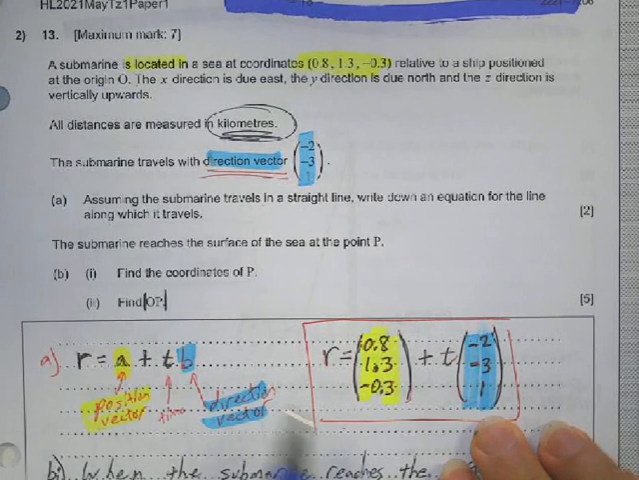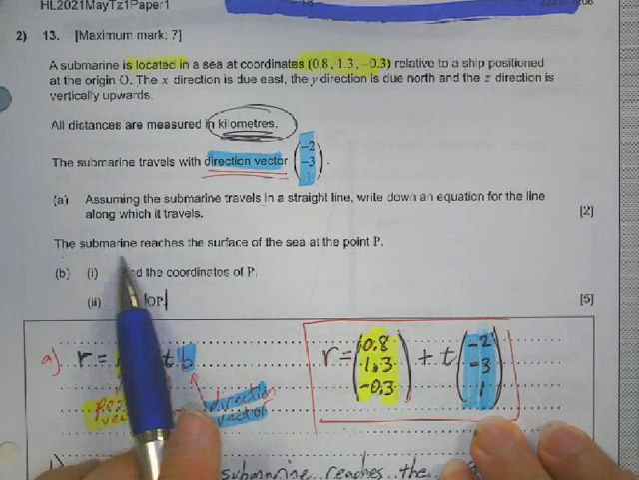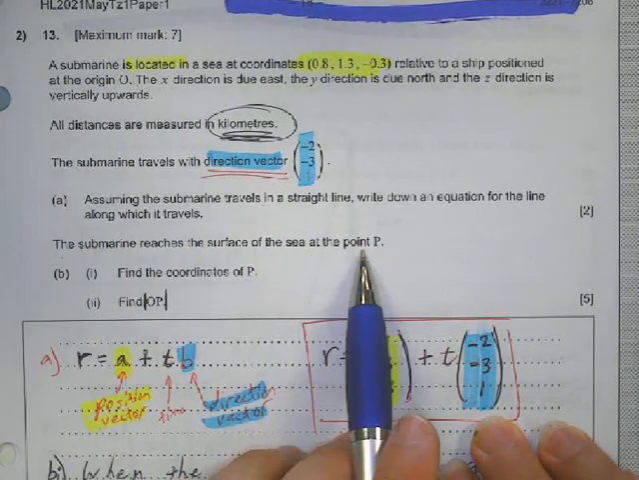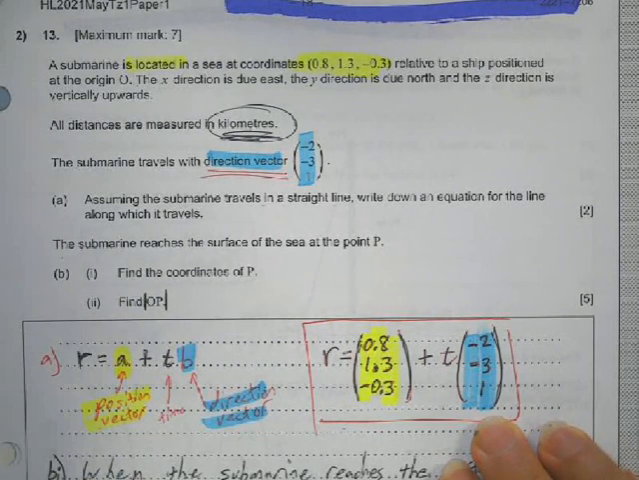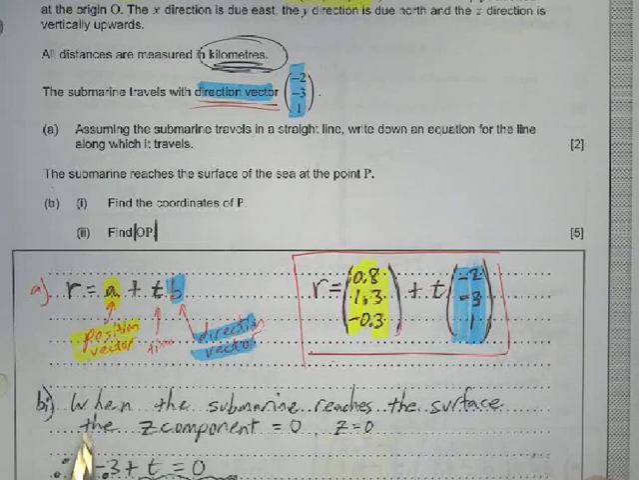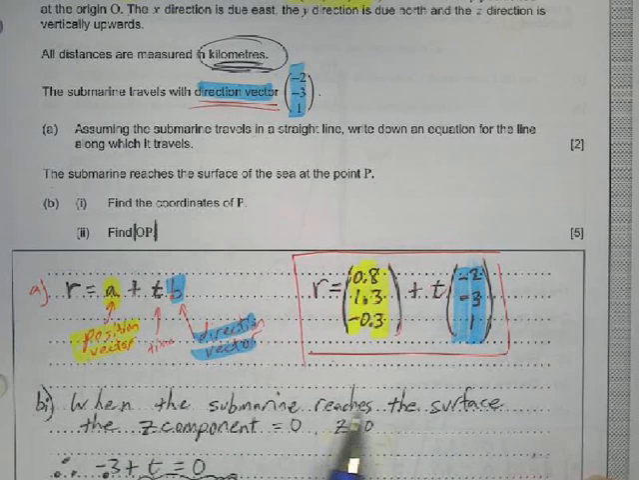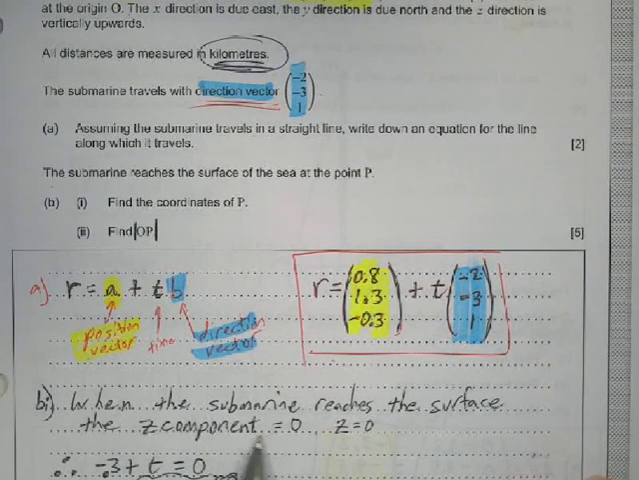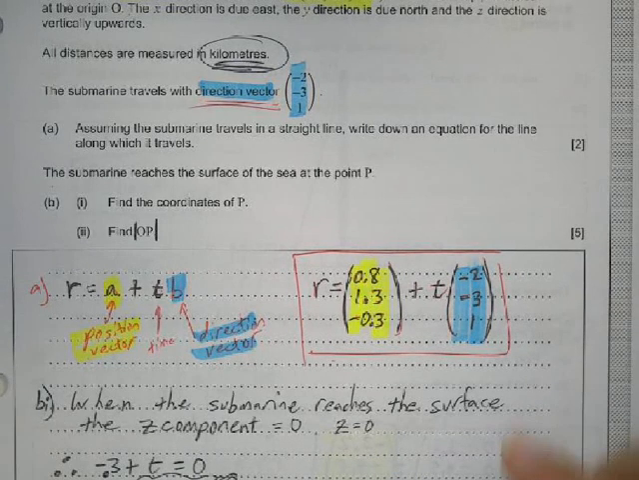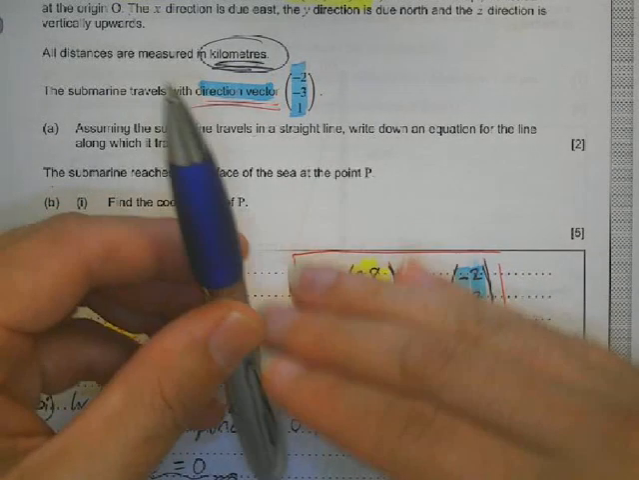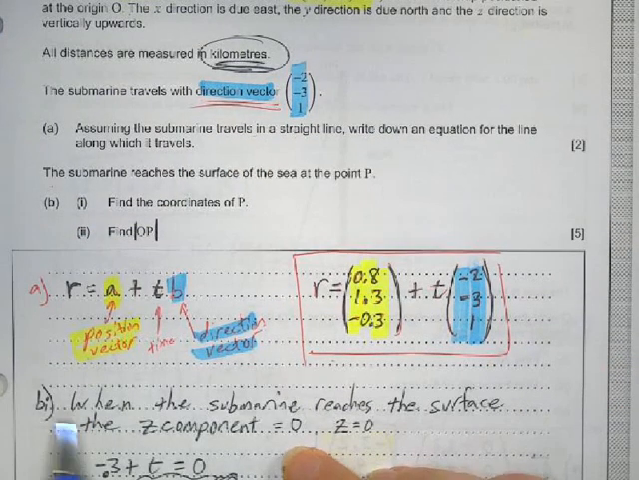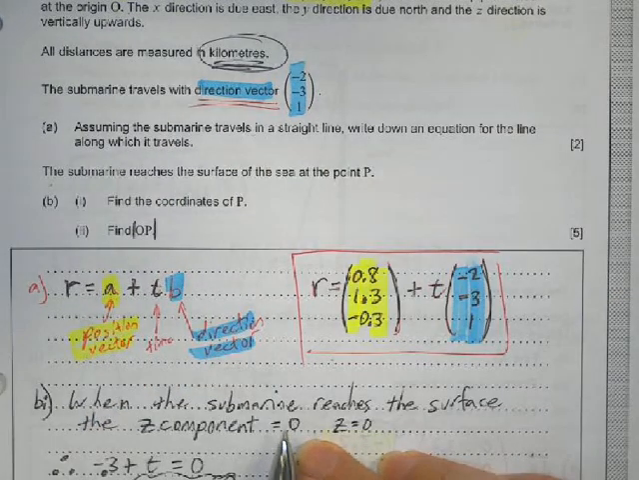Okay, next part. The submarine reaches the surface of the sea at point P. Find the coordinates of P. When the submarine reaches the surface, that means the z component is going to be 0, because in three-dimensional space, z is the height, vertically up and down. So when it reaches the surface, it's going to be at 0.